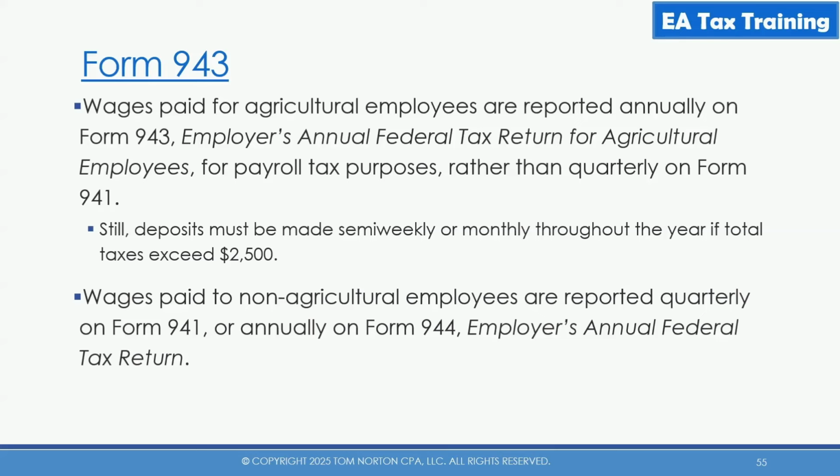However, wages paid to non-agricultural employees are reported quarterly on the 941. So if you've got, for instance, a bookkeeper that you employ on the farm and you're paying them wages, they are not an agricultural employee. So their wages and withholding and everything would still be reported on a 941.